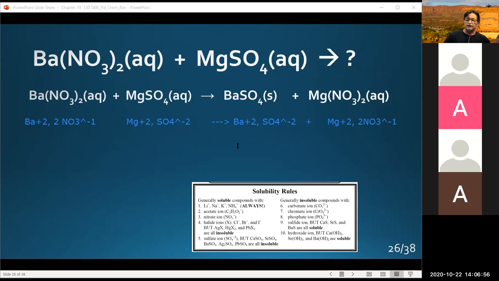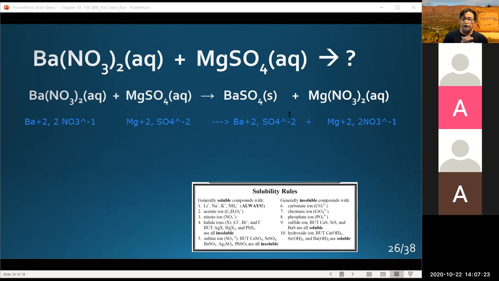Now, once I've done that, I went and checked the solubility of each of my products. We just went through barium sulfate, realized that barium sulfate is insoluble, so I put a solid, which means a reaction proceeded. And magnesium nitrate is soluble, therefore it's aq. But the fact that we got one solid tells us the reaction proceeds as written.